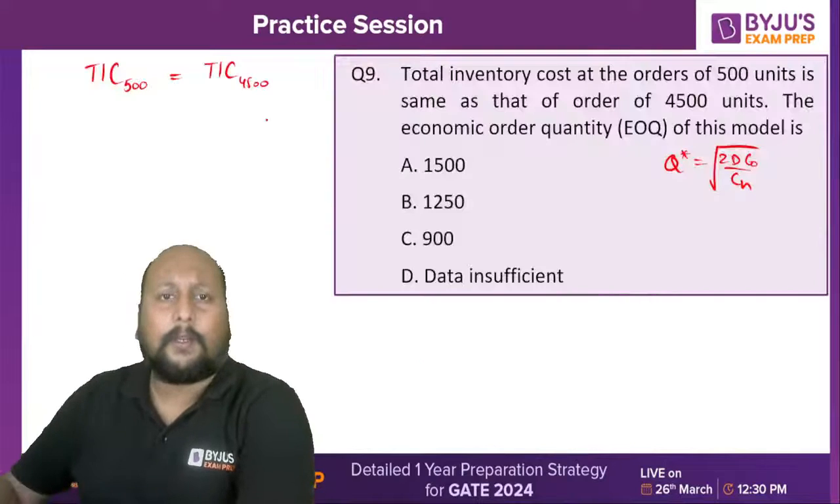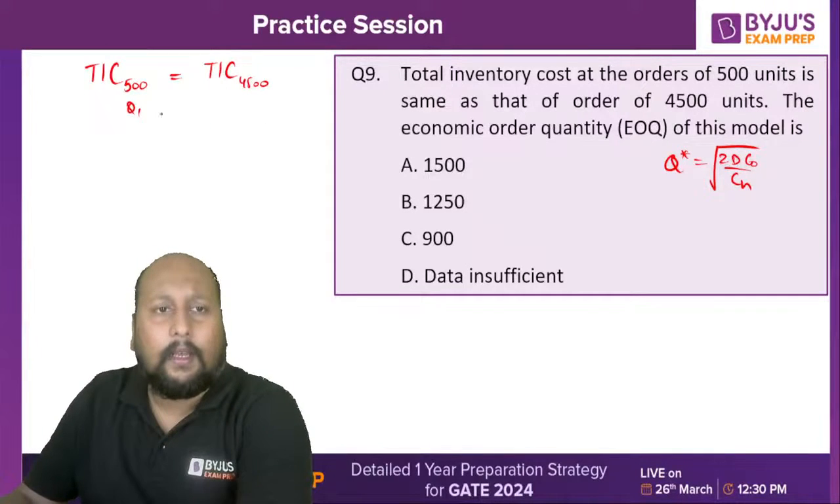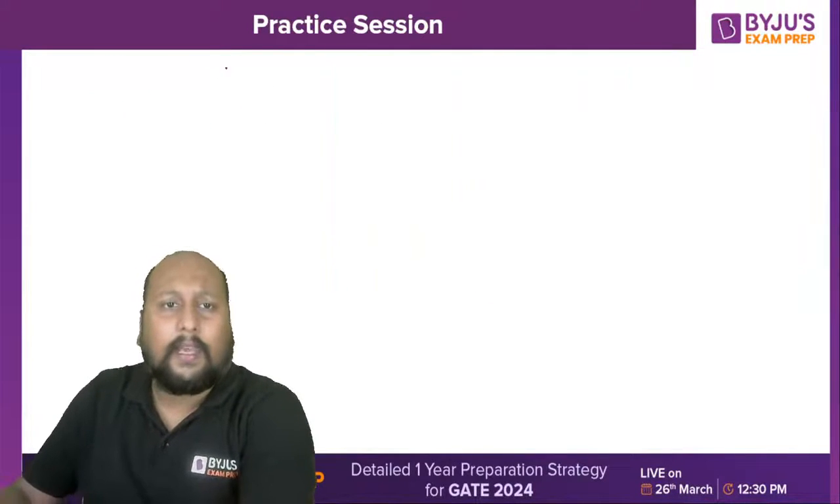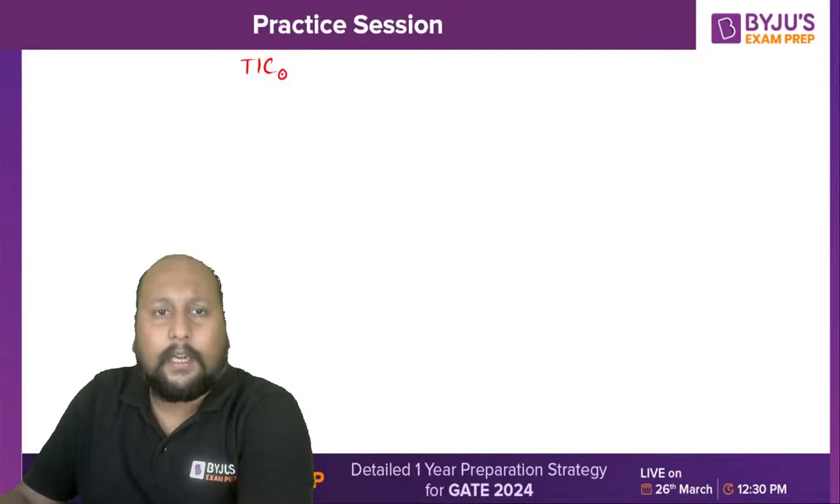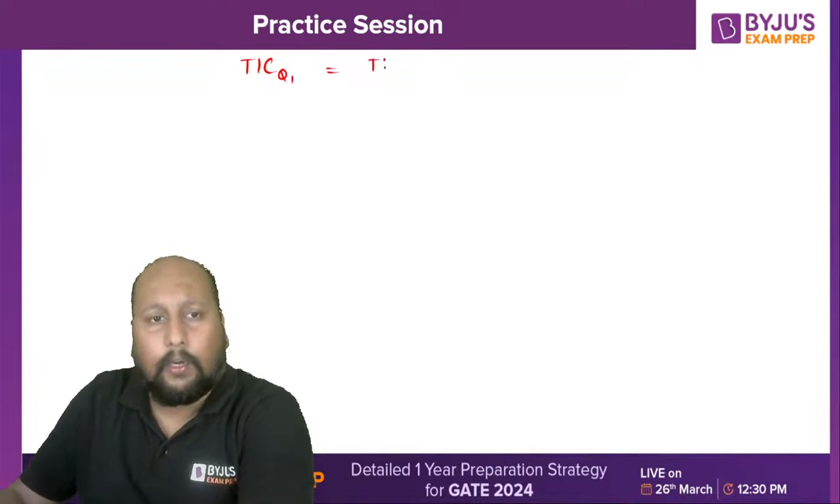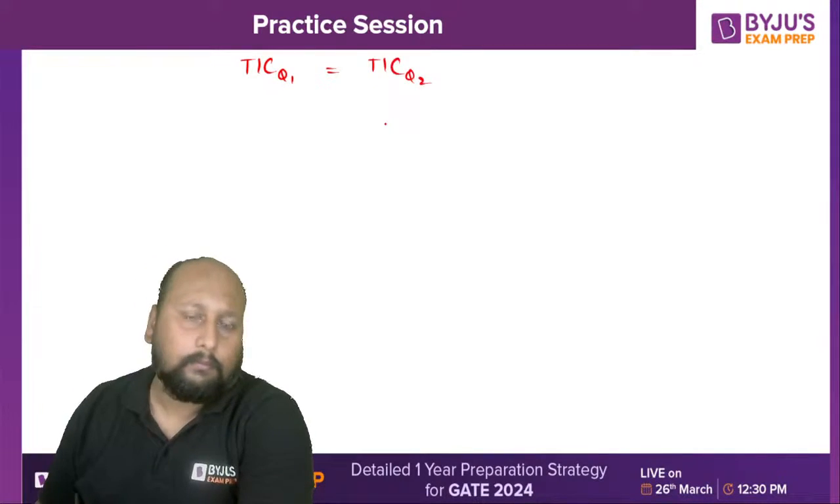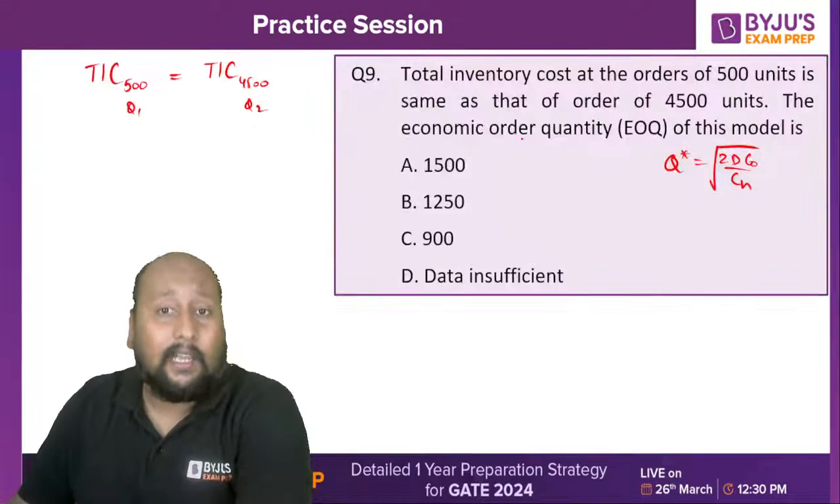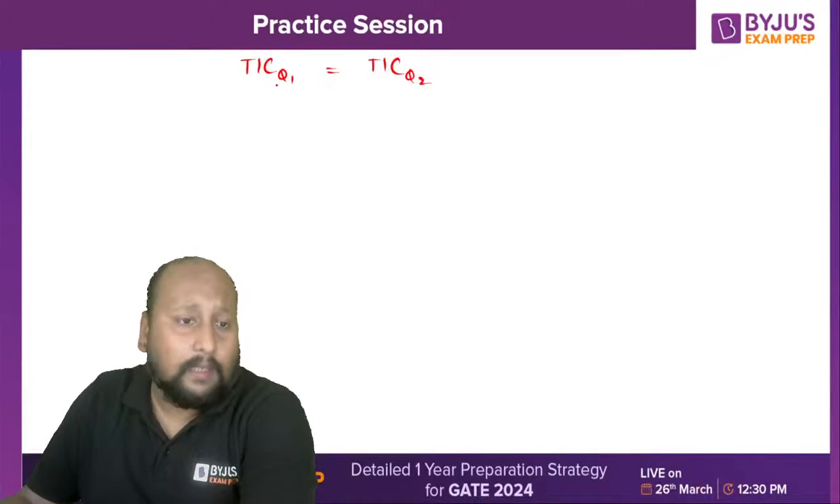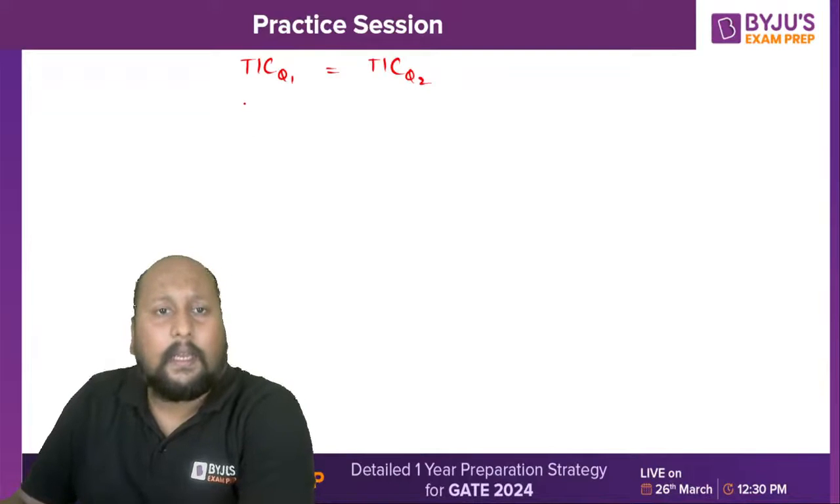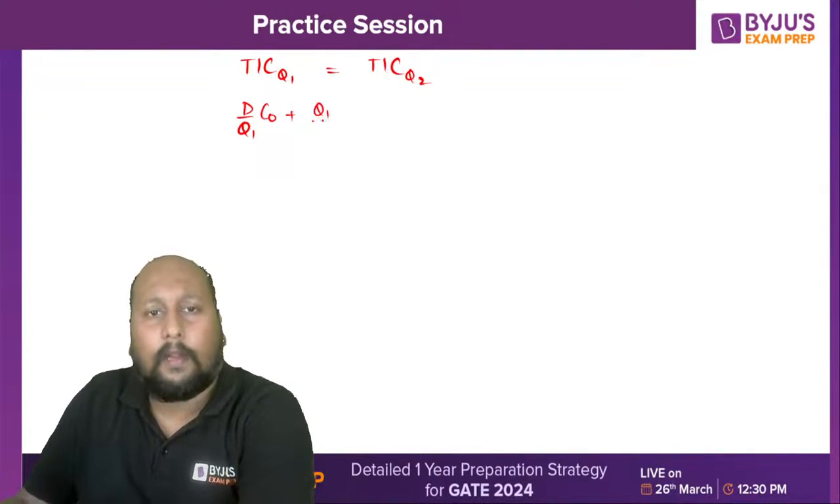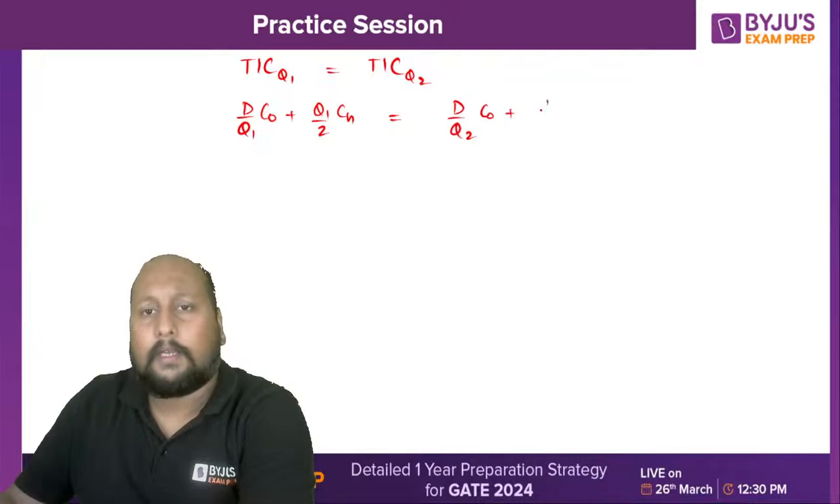Let us suppose I'm assuming this as Q1 and this as Q2, right? So I can say the total inventory cost at Q1 is exactly equal to the total inventory cost at Q2. This is not the economic order quantity, right? This is for any lot size. So I can say D by Q1 into CO plus Q1 by 2 into CH is exactly equal to D by Q2 into CO plus Q2 by 2 into CH.